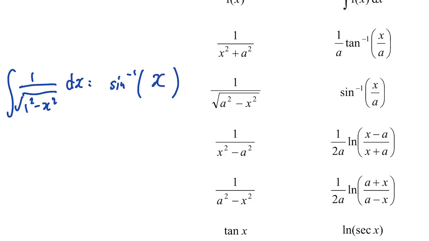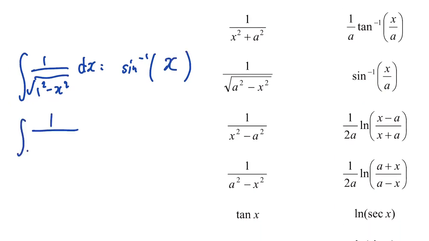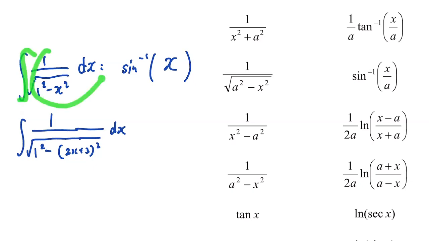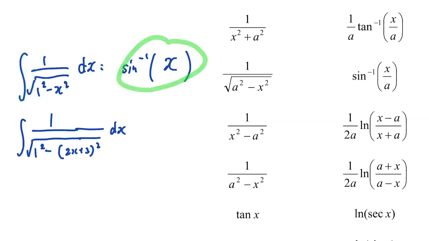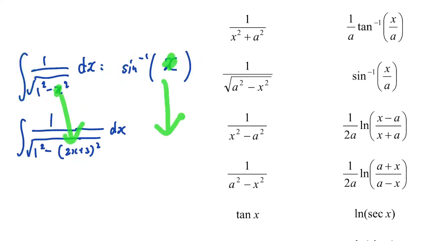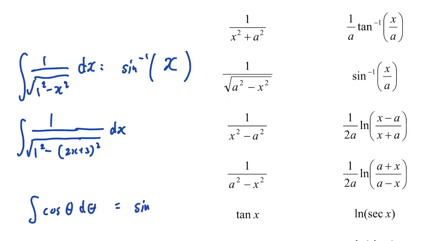But now what happens if I replace my x there with a linear expression? So for example, 2x plus 3, close bracket, squared. You just need to remember reverse chain rule. If you integrate something that's a standard formula and you get back sine inverse, but now the x gets replaced with a 2x plus 3, you just need to do an extra step. Similar to how integrating cosine theta d theta will give you a sine of theta.